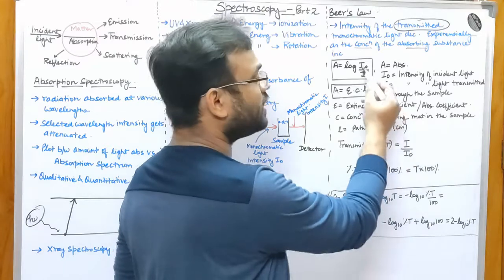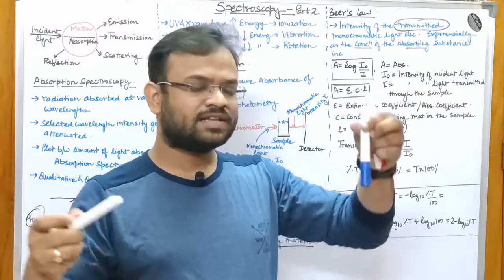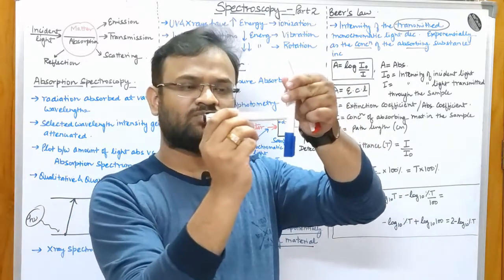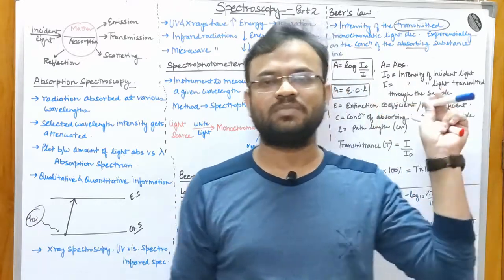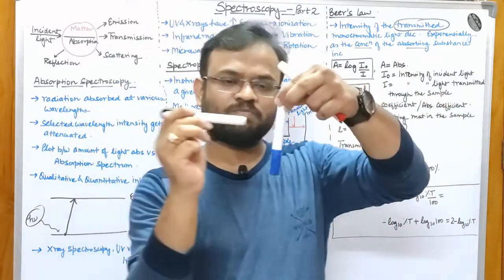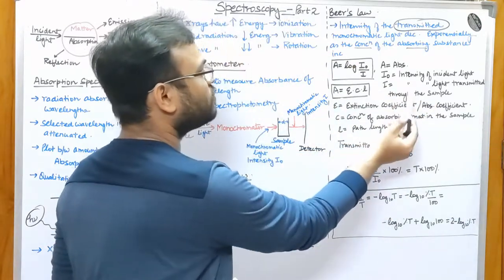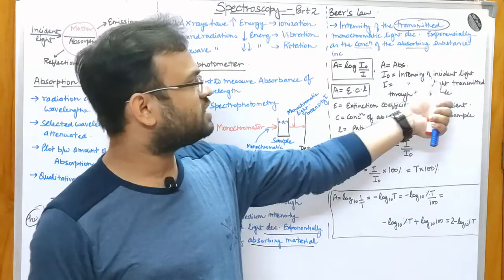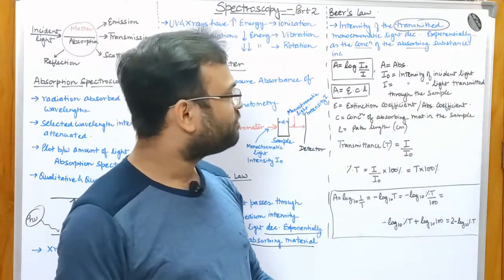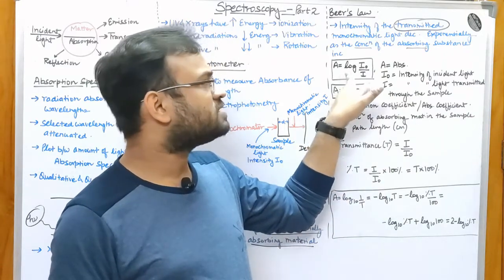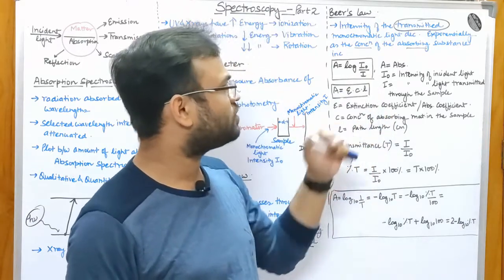I0 means the intensity of the incident light. The light that is incident on this molecule is given by the term I0, and the light that is passing through is given by the term I. So I0 is the intensity of incident light, and I is the intensity of the light transmitted through the sample. Therefore absorbance A is equal to log I0 by I. So absorbance can be given by this formula.